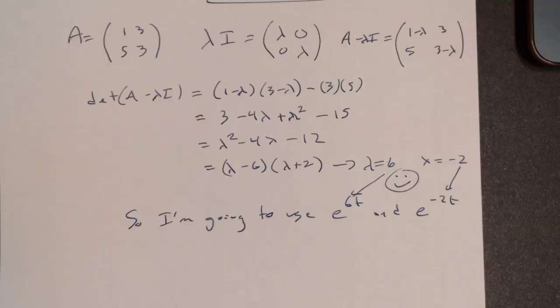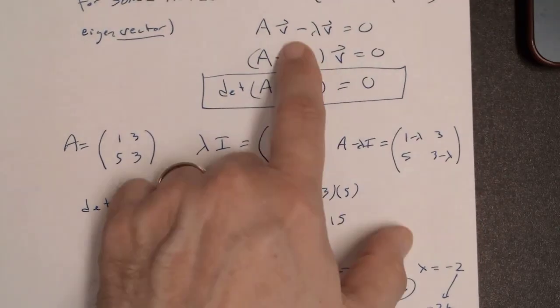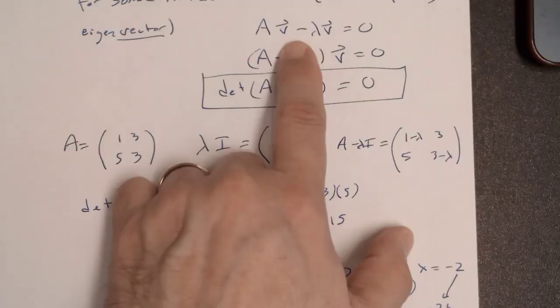Now, those are the eigenvalues. Each value gets a vector. To find the right vector, I need to plug that value back into the equation we were trying to solve and figure out what V works.